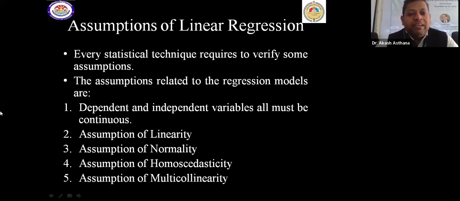Second is assumption of linearity, which means that dependent and independent variables must be linearly related. So check whether the variables are linearly related or not with the dependent variable. We use scatter plot and we use correlation coefficient. So we have learned these topics yesterday: how we draw the scatter plot and how we calculate the correlations.